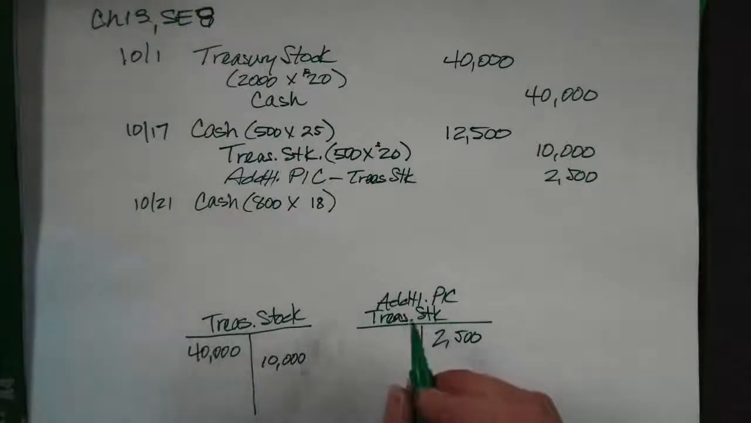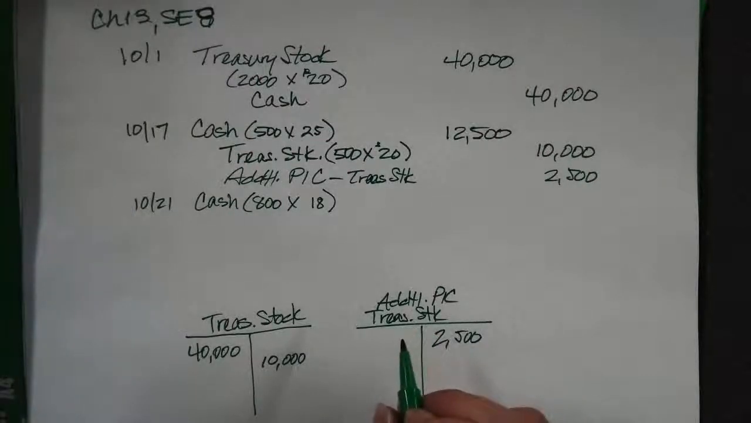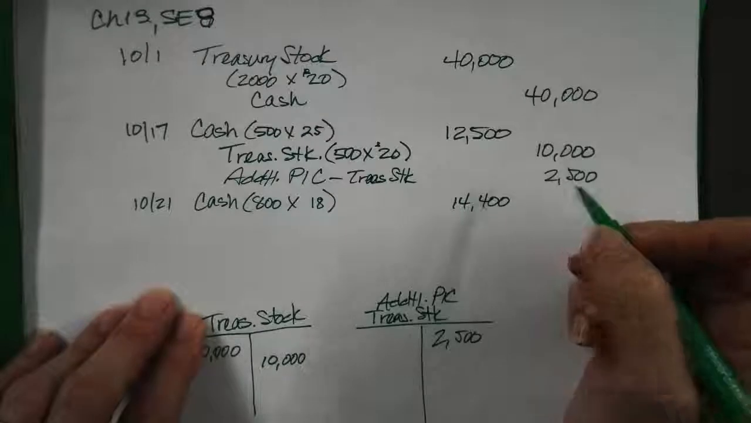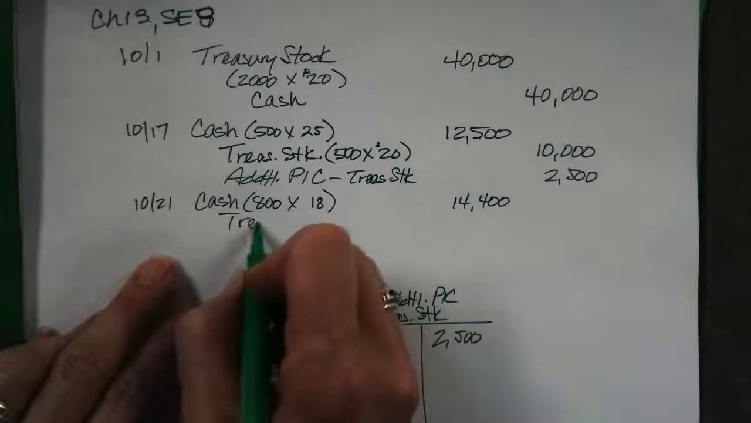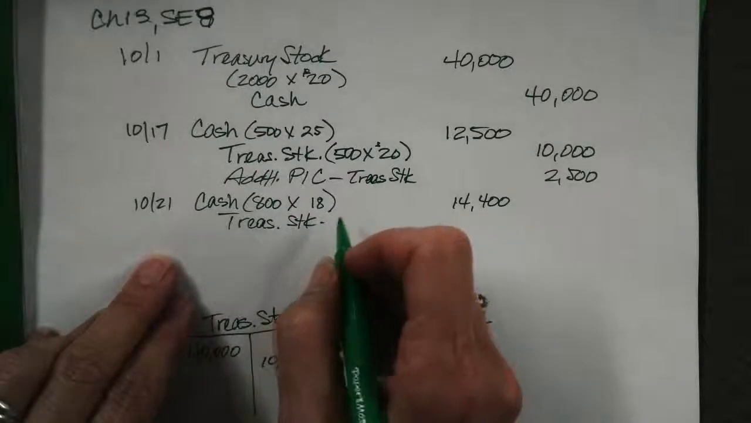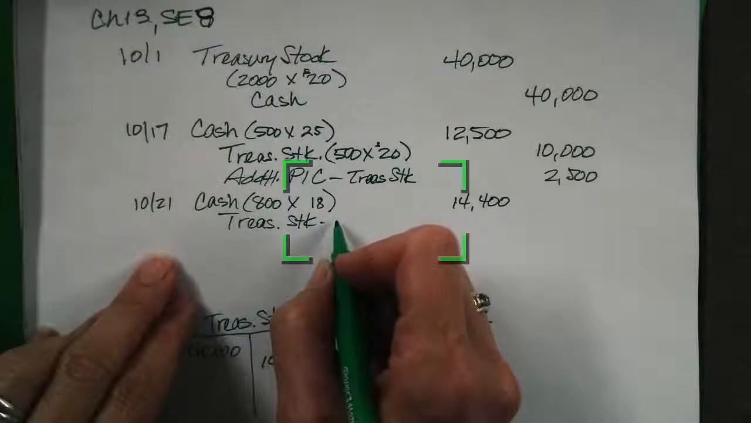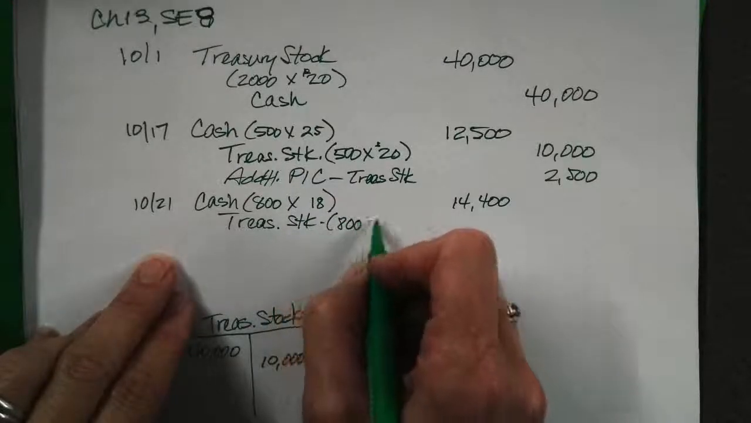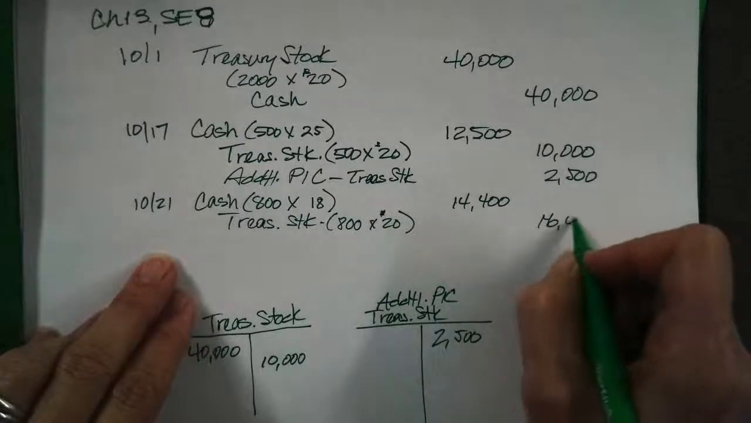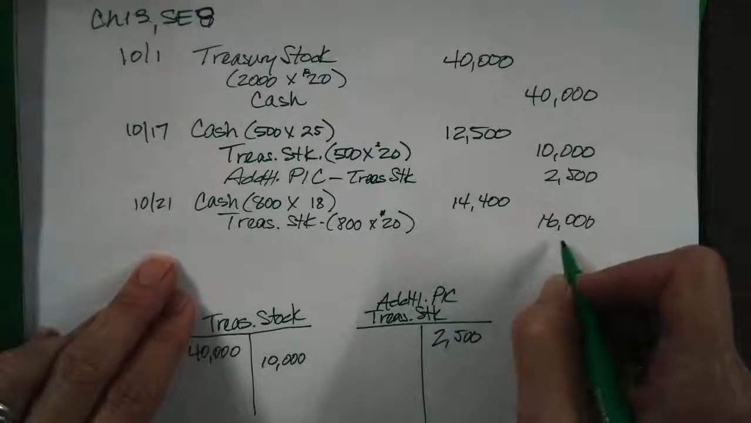And you know what? I don't know how much that is. How much is that? 4, carry the 1. It'd be 8,000 plus 6,400, 14,400. Okay, we are going to reduce the treasury stock account for exactly what we paid for it, which is 800 shares at $20 per share. So that's $16,000.